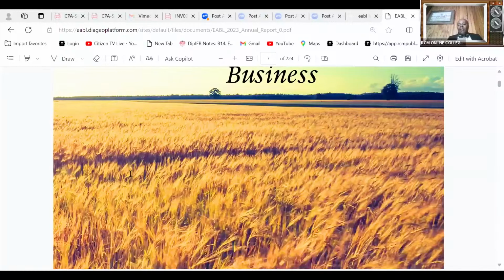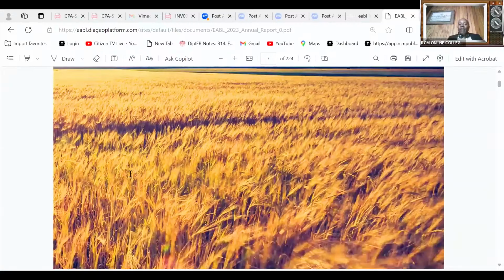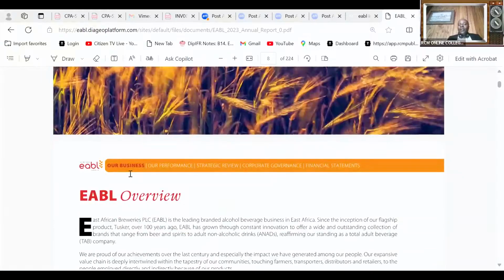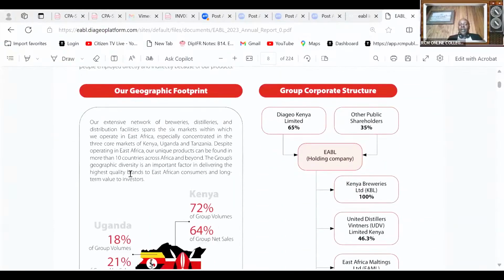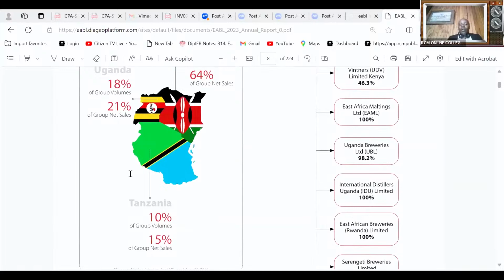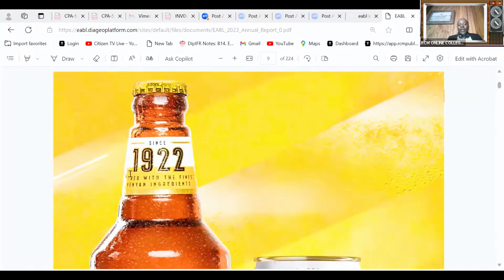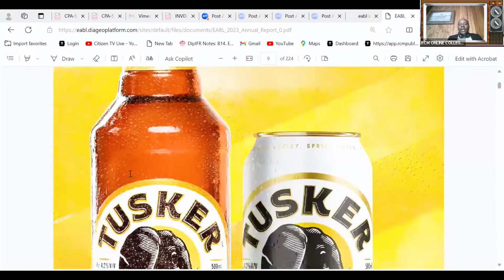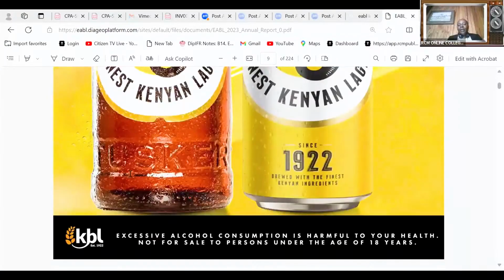So our business, it's very important in an integrated report. You must talk about your business, the business model. How do you make money? You must talk about your strategies. You must talk about your capitals, what we call the 6 capitals. Very important. Like now here, they are saying who EABL is, where they have branches, and their flagship products.